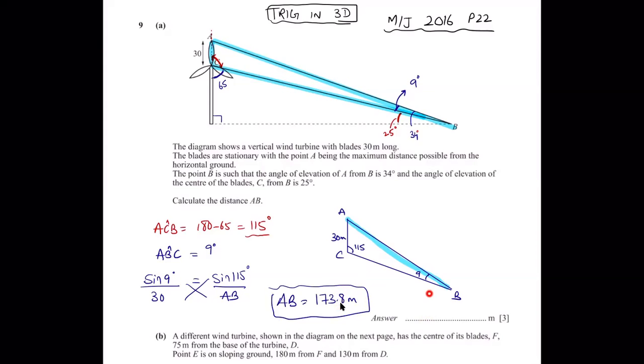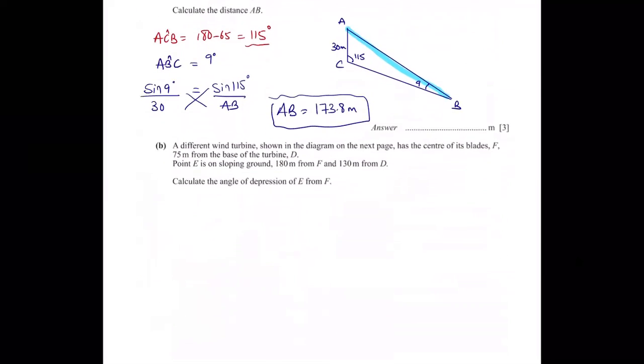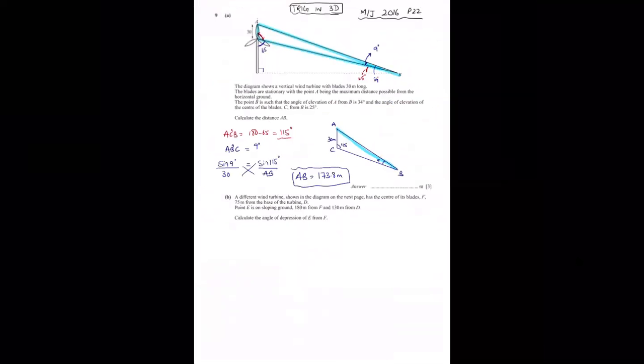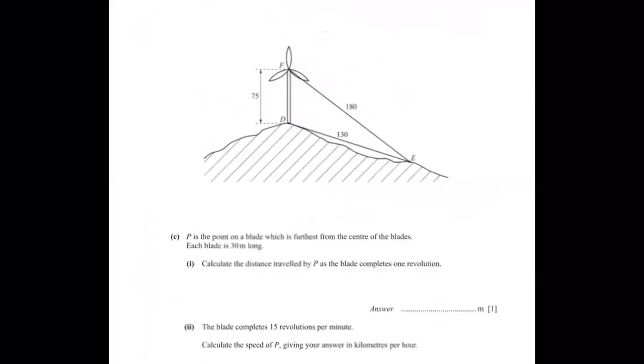Agar aapne yahan likhi hai, yahan nahi likha, that's not a good way of answering your question. Follow the instructions very carefully. I'm getting the same answer. Okay, good. Let's move on to the next part. A different wind turbine shown in the diagram B on the next page has the center of its blade F. Okay, let me show you the second. I'm going to copy this diagram on the first page for your reference.